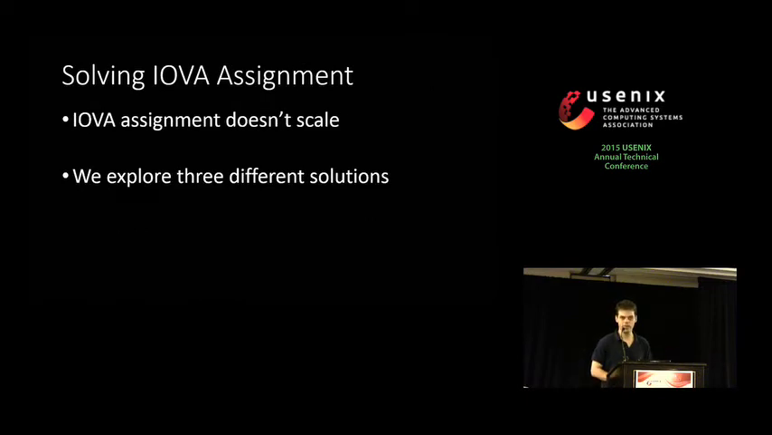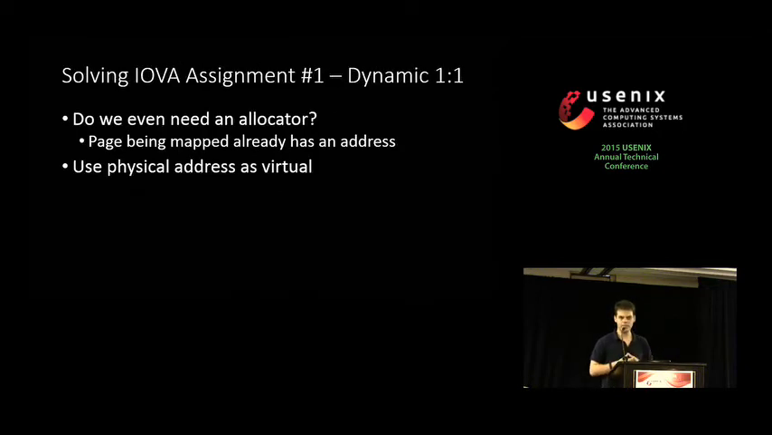Okay, so IOVA assignment doesn't scale. It's under a global lock, and we'll try and present three possible designs for allocating or assigning IOVAs. So our first takes on the question of why do we actually need an allocator, right? Every buffer that you're going to map already has an address, its physical address. Why can't we map it at the virtual address that is equal to the physical address? We won't map physical pages that we don't want the device to access, but those that we do want, we can just map in the same place as their physical address.